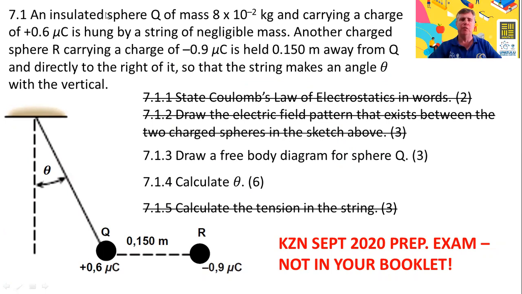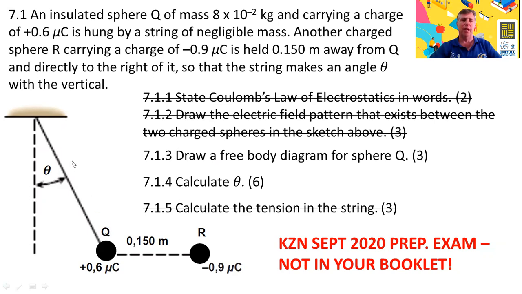Let's read the question. An insulated sphere Q of mass 8 times 10 to the minus 2 kilograms. We don't need to draw a picture because the picture is drawn for you in the exam. If necessary, just draw on that. Carrying a charge of plus 0.6 microcoulombs, it is hung by a string of negligible mass. That means effectively it weighs nothing. Don't consider it in your calculations. Another charged sphere R carrying a charge of minus 0.9 microcoulombs is held a distance of 0.15 meters away, directly to the right of it.